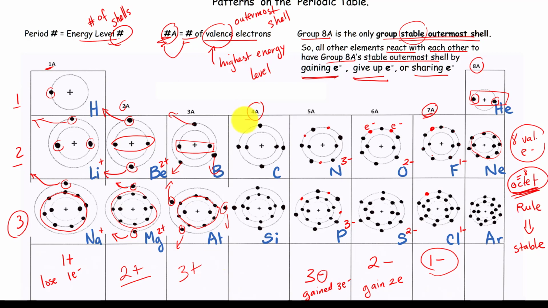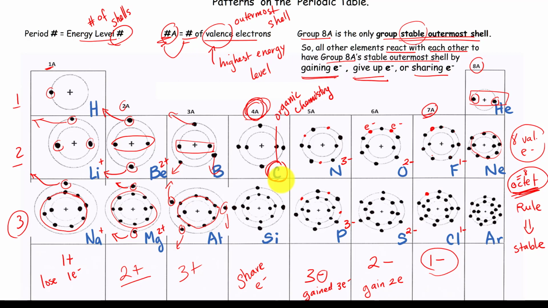Now what about group 4A? Group 4A is in the middle, right? It has a 50-50 chance of gaining or losing. So for the majority of these elements in group 4A, what they're going to do is share electrons. And we actually have a course for this specific element. This is called organic chemistry, and the whole entire course is about how carbon is the central element of all life on our planet. And these are the patterns on the periodic table.